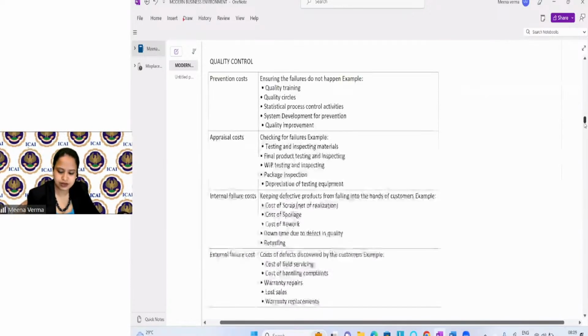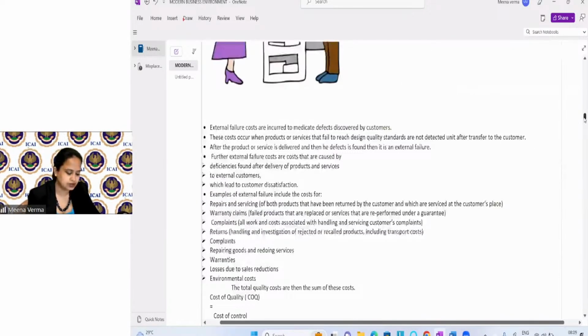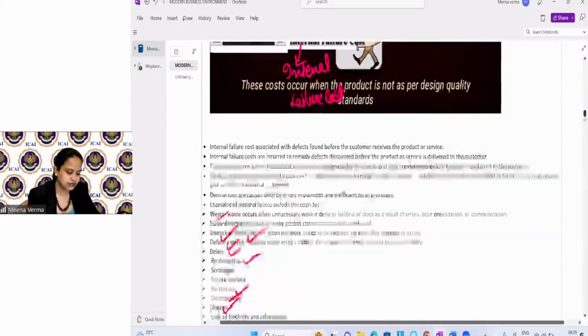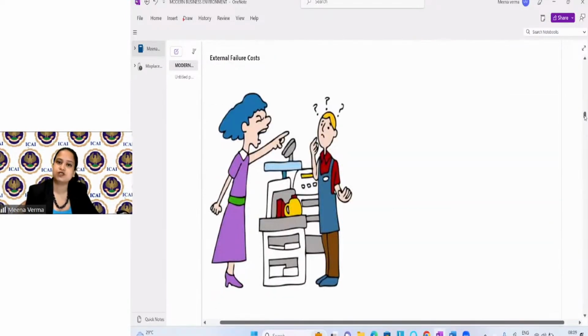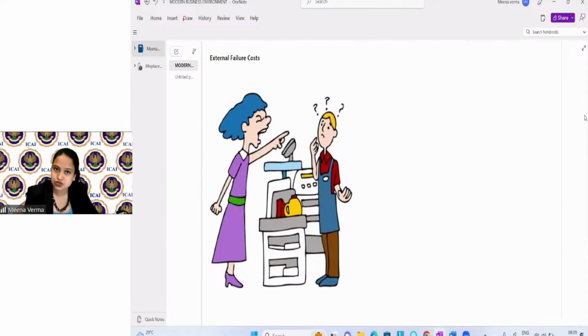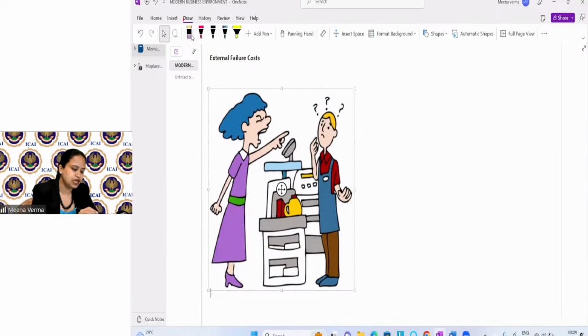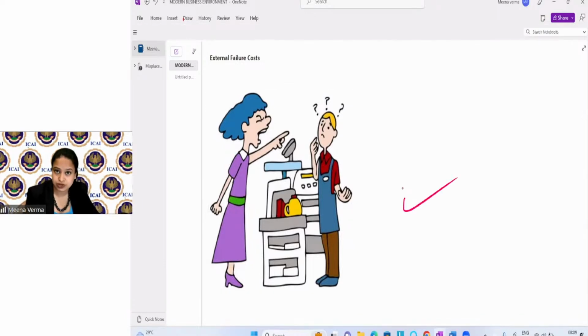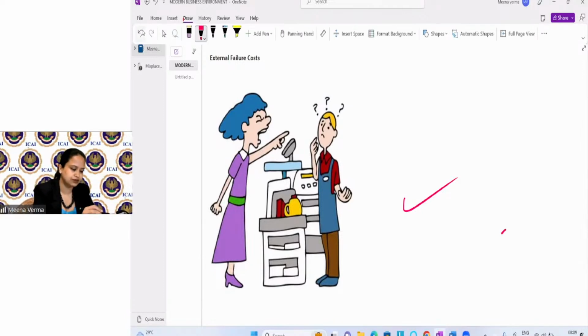Okay, now let's learn about the external failure cost. We have just discussed that external failure cost means when prevention was not good and appraisal was not good, you failed to identify the defective units in the company, and the defect has reached the customer, right? What is happening here? The defect has reached the customer. What will happen then? If the defect reaches the customer, what will happen after that?